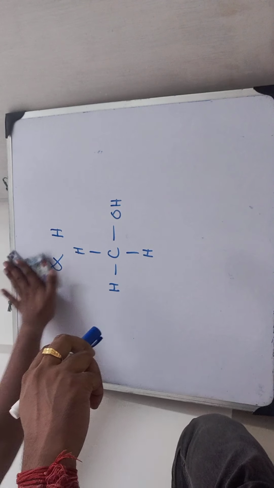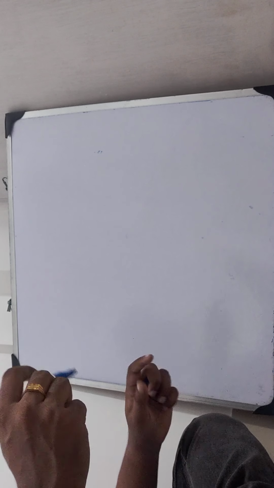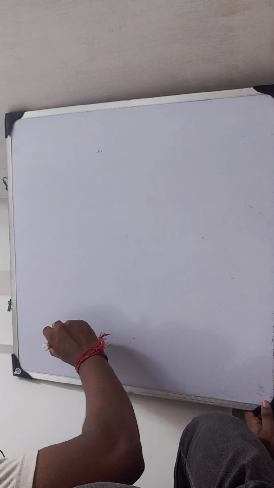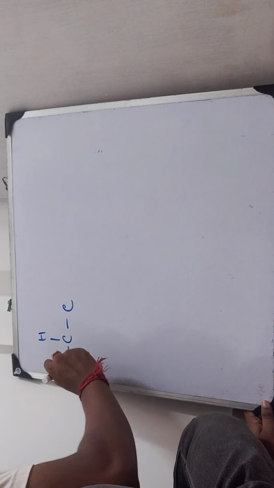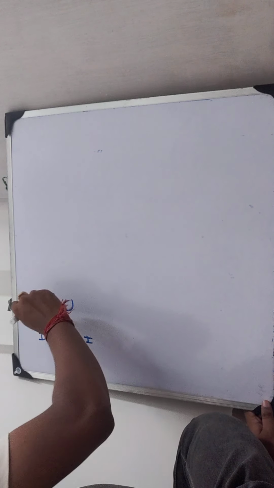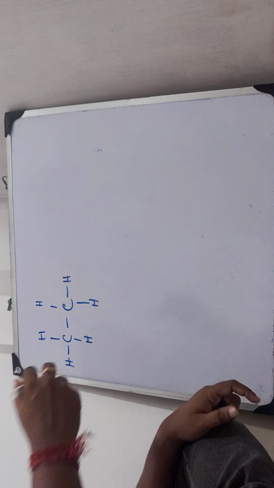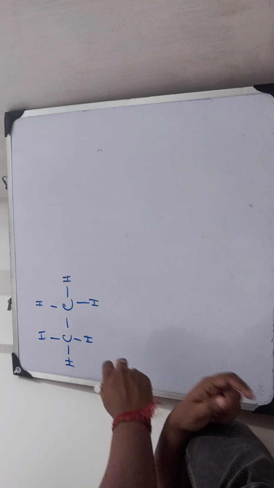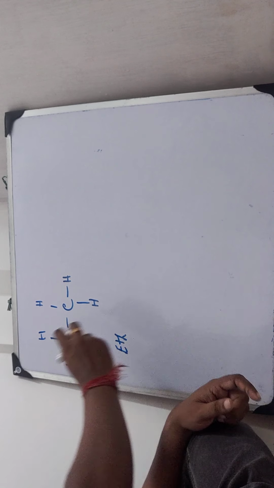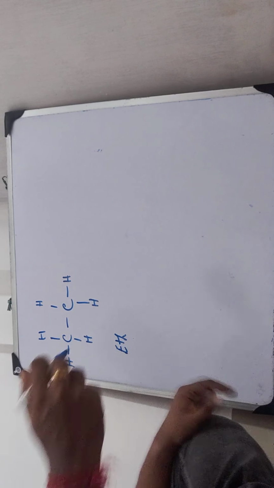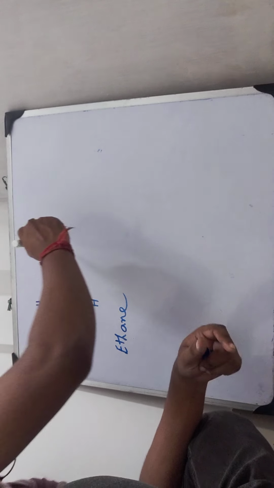Let us represent ethane in different ways. The structure of ethane is this: one single bond between 2 carbon atoms. This is the structure of ethane. How do we know that it is ethane? In class 10 you must have seen that 2 carbons mean eth, and as all the bonds are single bonds, ane is added.